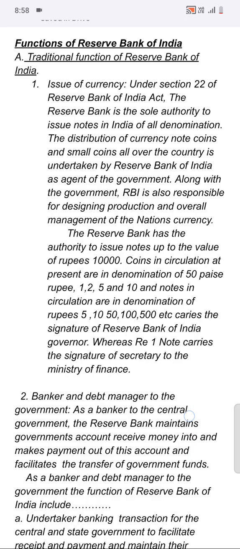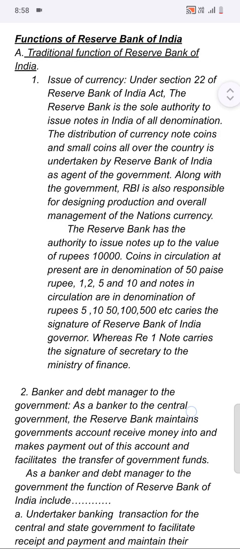Number 1 is issue of currency. Under Section 22 of the Reserve Bank of India Act, the Reserve Bank is the sole authority to issue notes in India of all denominations. The distribution of currency notes, coins and small coins all over the country is undertaken by the Reserve Bank of India as agent of the government. Along with the government, RBI is also responsible for designing, production, and overall management of the nation's currency.